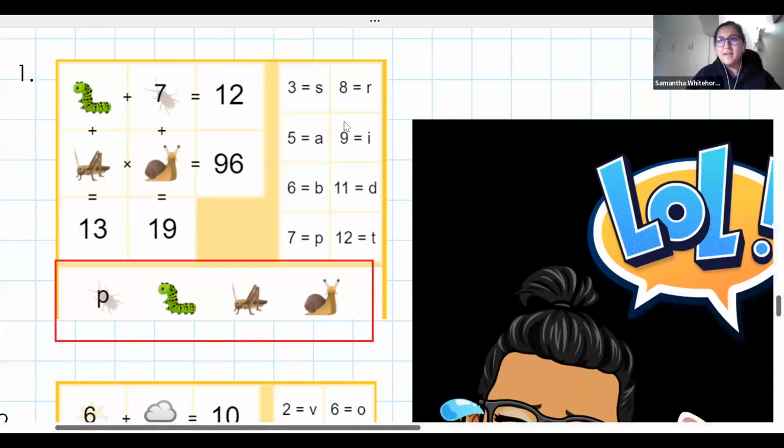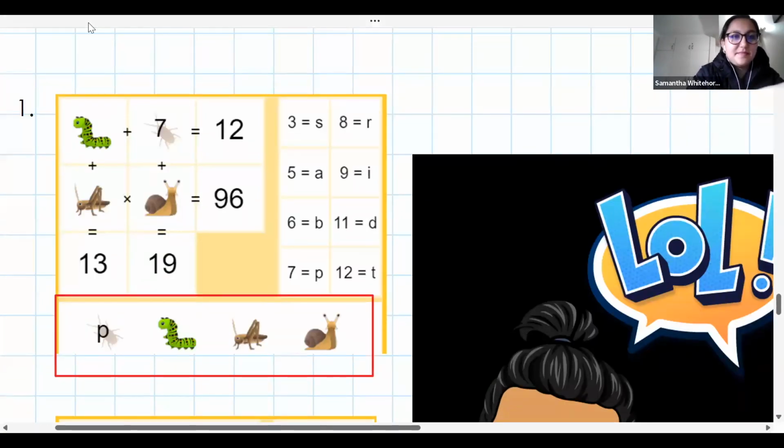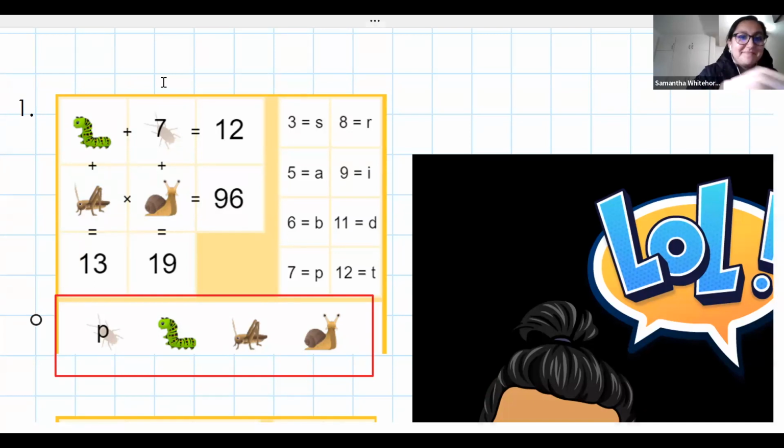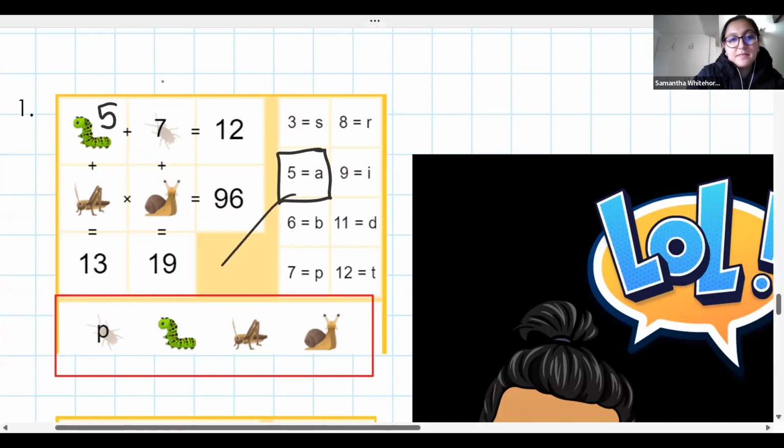Hello, ma'am. Can you hear me? Okay, so ma'am, this is the first one. I started off with the caterpillar because it was the first thing I saw. So I said 12 minus 7. So I ended up with the caterpillar being 5. Then because I didn't want to have to work with the bigger numbers first, I went down to 7 plus something equals 19. So I said 19 minus 7. So I ended up with the snail being 12.